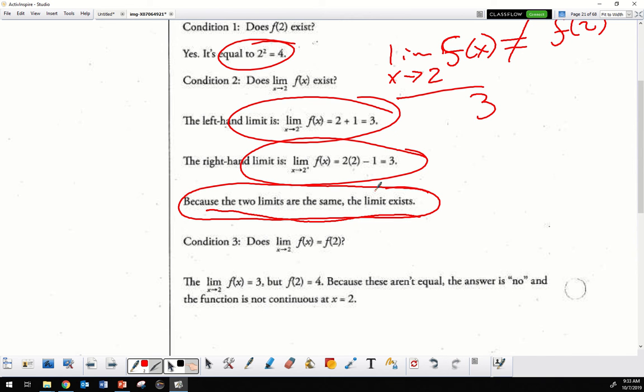So it says right here that the limit does exist, okay? Condition 3. Is the limit equal to the function? We have 3 and 4. Because these aren't equal, the answer is no, and the function is not continuous. Okay? So yes, good question.